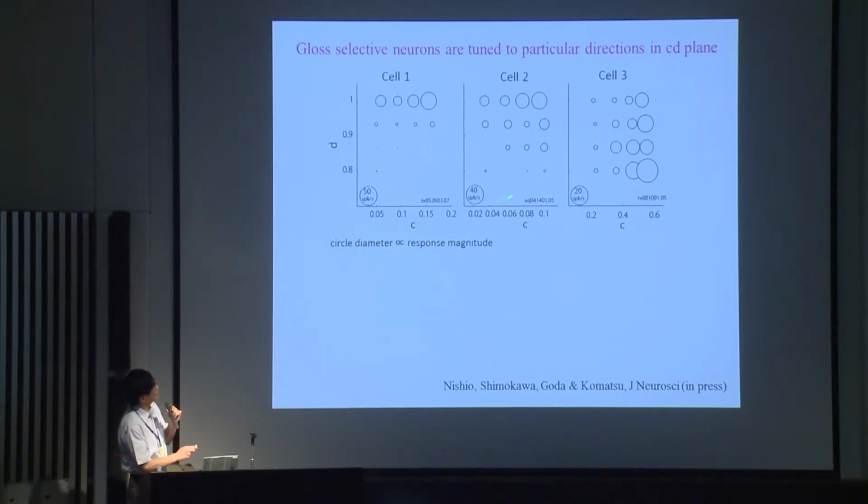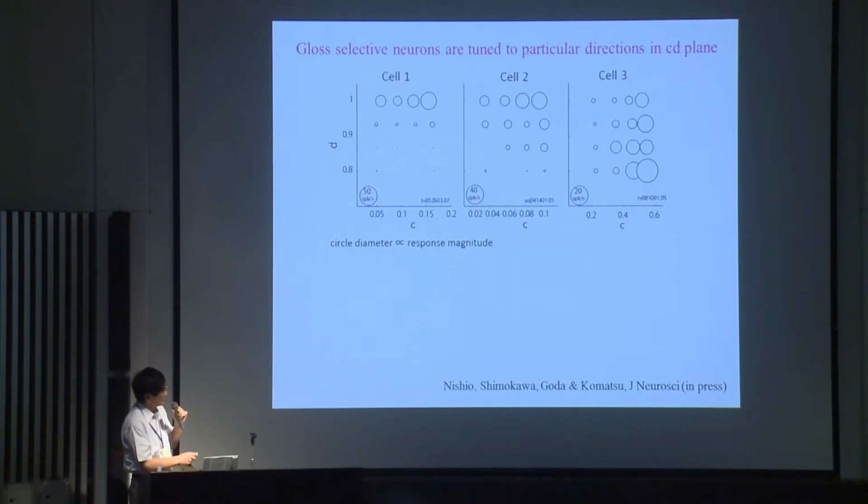So this slide shows 3 examples of gloss-selective neurons in this c-d plane. We also found that neurons are tuned to a particular direction in this c-d plane. So this neuron is tuned along the d axis. This neuron is tuned along a direction close to the c axis. This neuron is tuned along an intermediate direction.